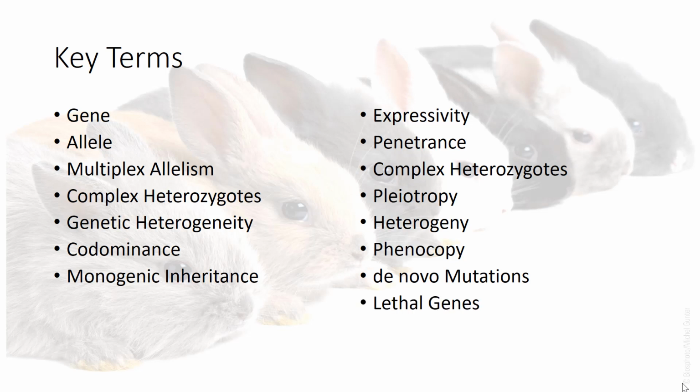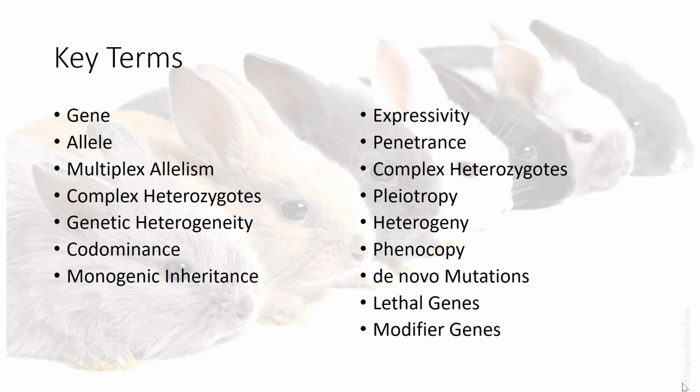Lethal genes, these are genes that when you have a certain version of it lead to 100% or very close to 100% mortality in those individuals. And in lethal genes, if they are expressed before the individual reaches sexual maturity, these genes should be eliminated from the population unless there are a number of de novo mutations that trigger basically the same lethal condition.